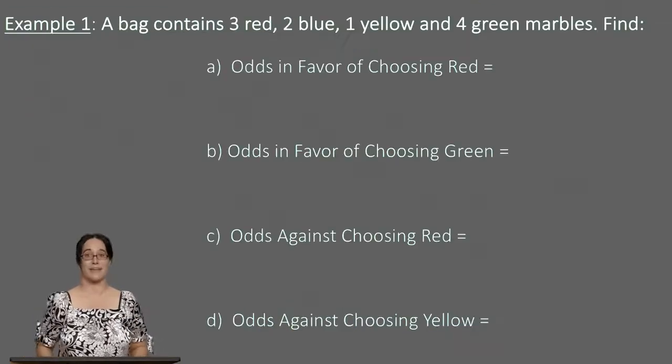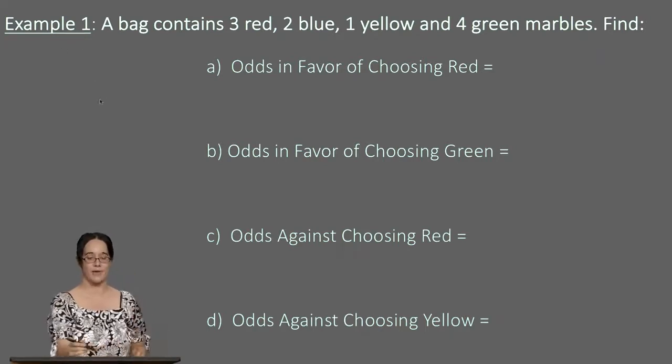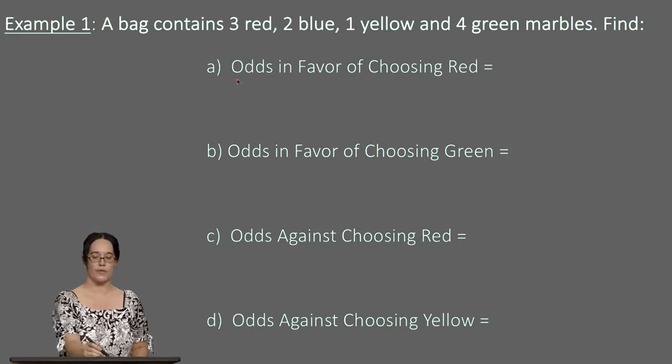Speaking of examples, let's try this one. Feel free to pause the video and do it on your own. It says a bag contains 3 red, 2 blue, 1 yellow, and 4 green marbles. Again, 3 red, 2 blue, 1 yellow, 4 green. Imagine now that you're going to choose 1 marble. That is very important. Right now we're only choosing 1 item. If you choose the 1 item, what are the odds in favor of choosing a red marble?